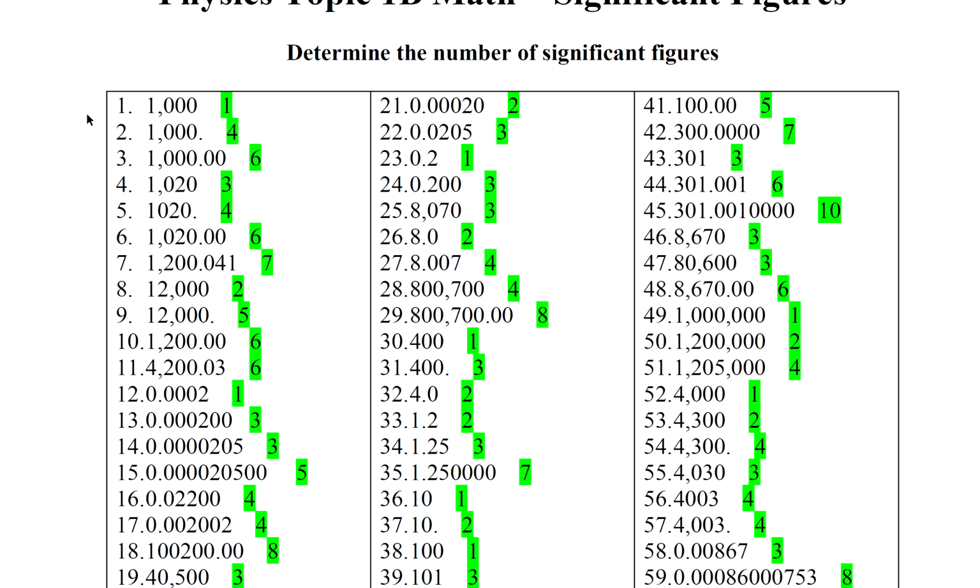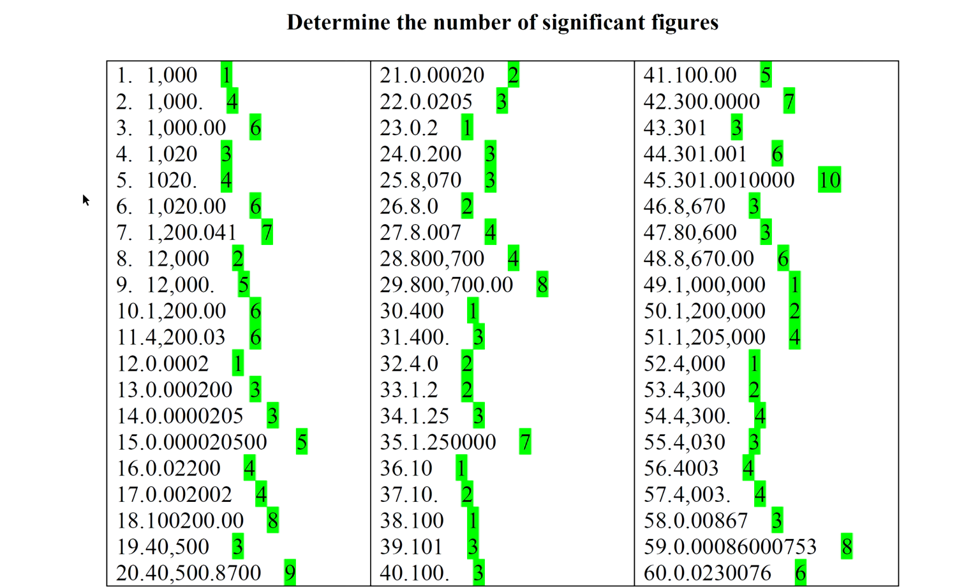Question 12, there's only one significant figure because all the zeros before the 2 are not significant. Compare question number 12 to question number 2. In question number 2, you had a number before the decimal point. In question 12, you have a number after the decimal point. So question 12 is a number less than 1. That's why it has only one significant figure.